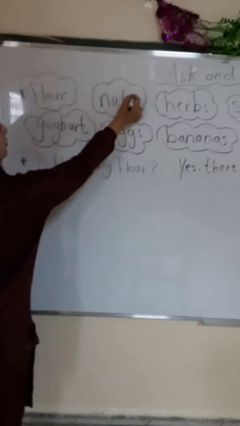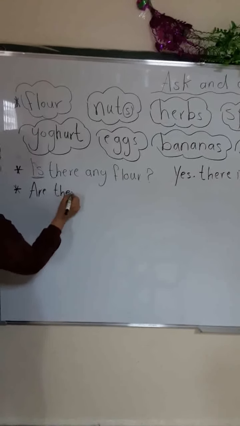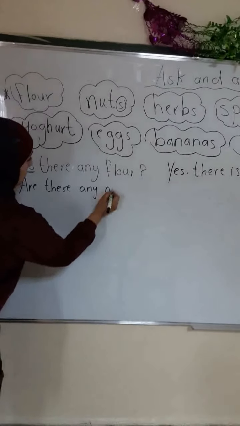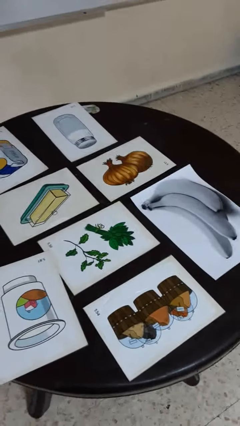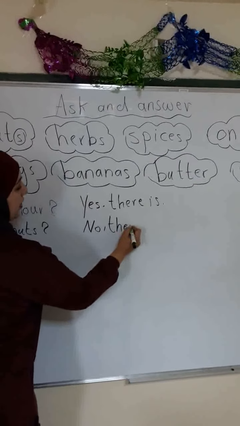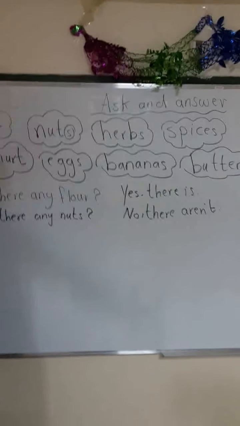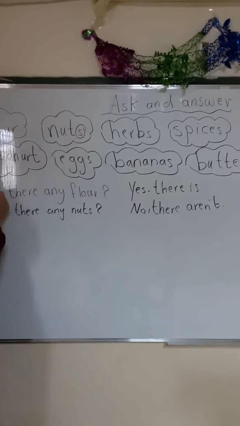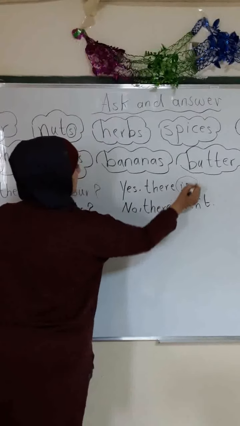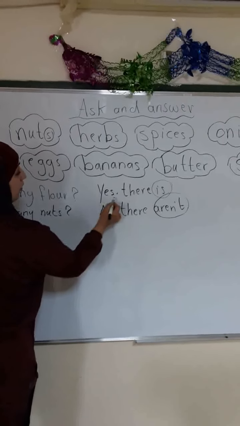Number 2. Nuts. Singular or plural? Plural. Is or are? Are there any nuts? Look at the table. Nuts. No. So the answer here, no, there aren't. There aren't any nuts on the table. Okay? Pay attention to this very important point: we ask with is, we answer with is. We ask with are, we answer with are, regardless of no or yes.